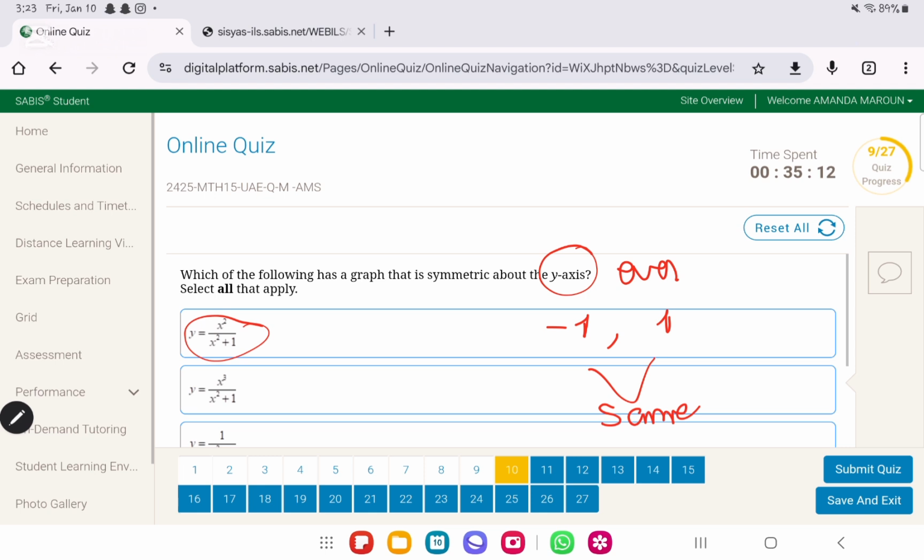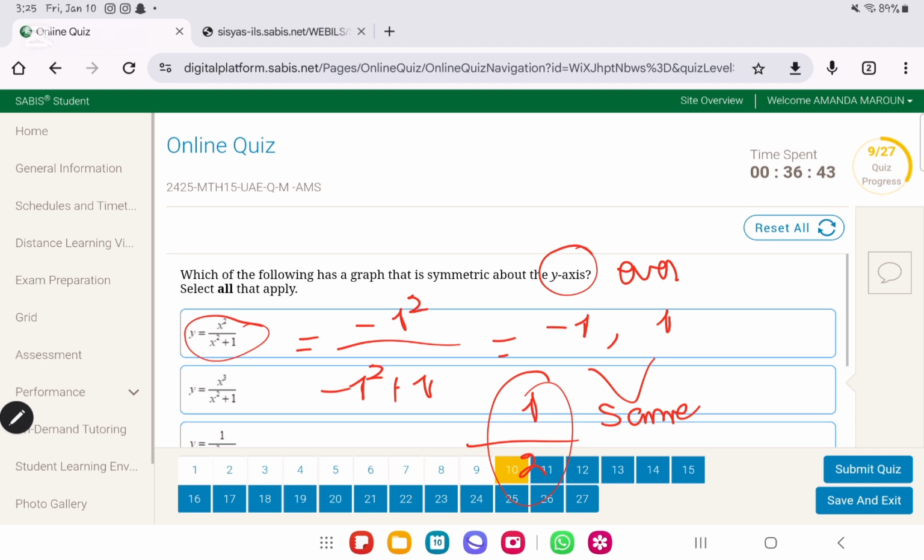Okay, so for the first one, we are going to get -1 to the power of 2 divided by -1 to the power of 2 plus 1. This is going to give us 1 divided by 2, okay?